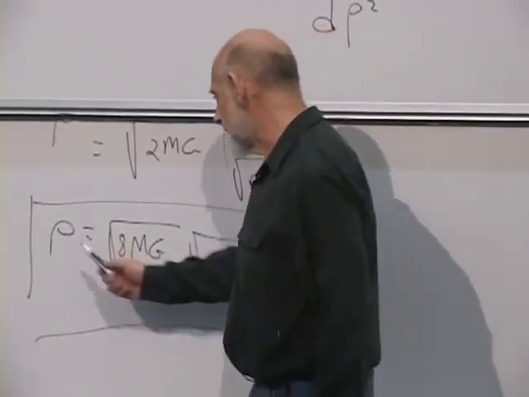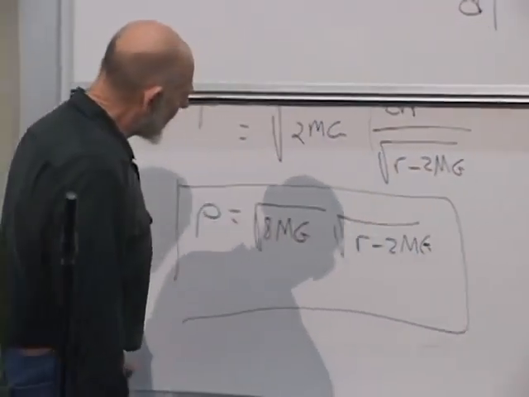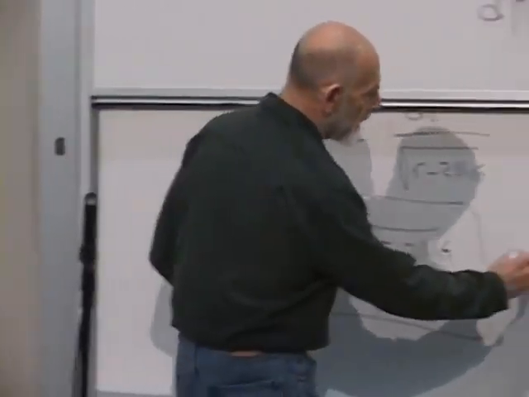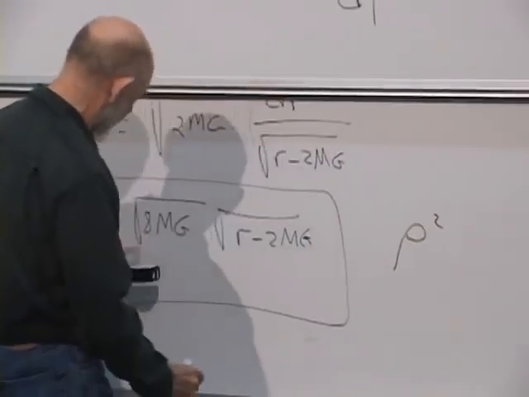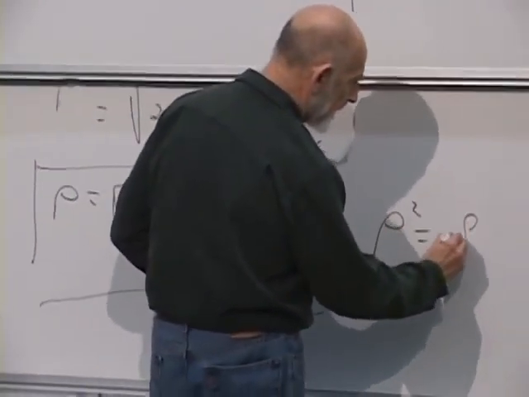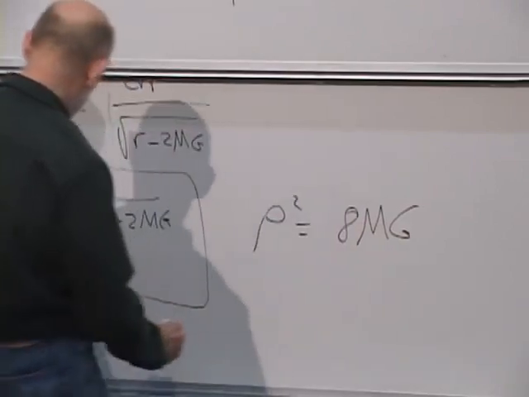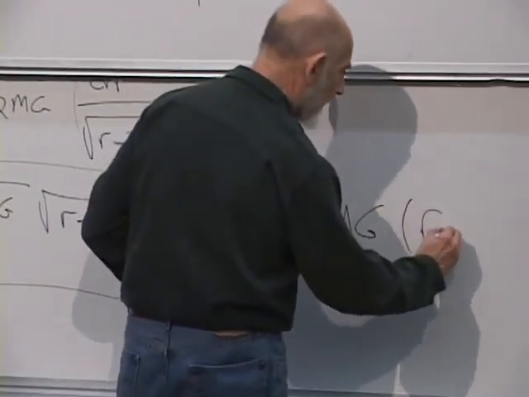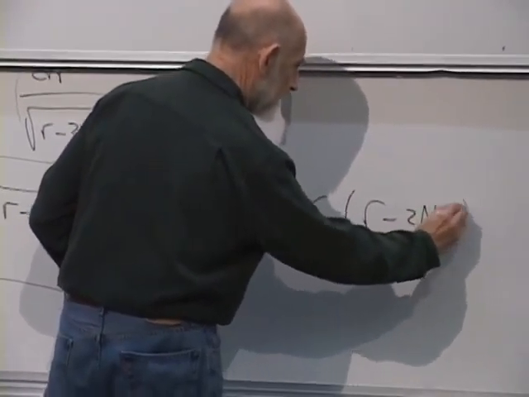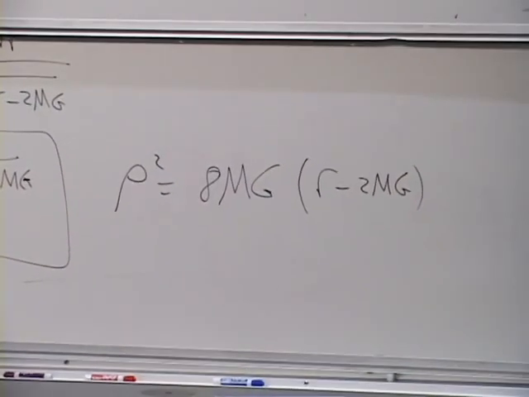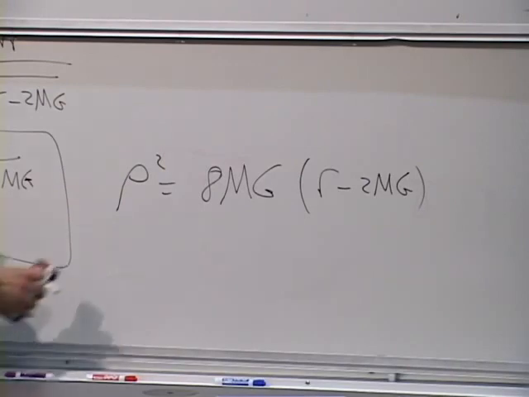Square this equation. Let's square it. Maybe I should write it over. Rho squared is equal to 8mg times r minus 2mg. Holy smoke, I now know what r minus 2mg is. It's just rho squared over 8mg. That wasn't so bad.